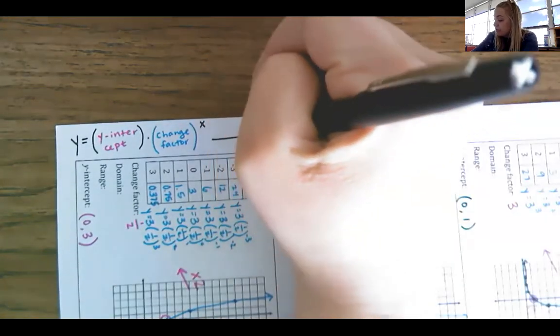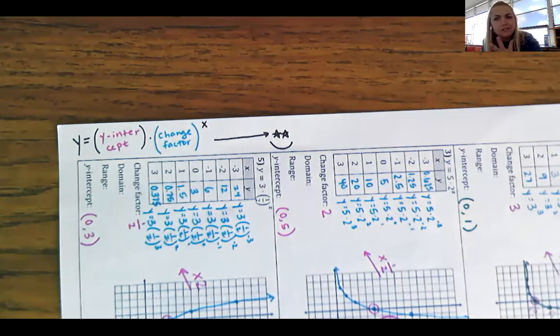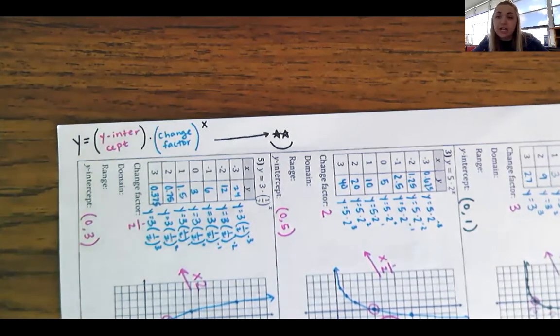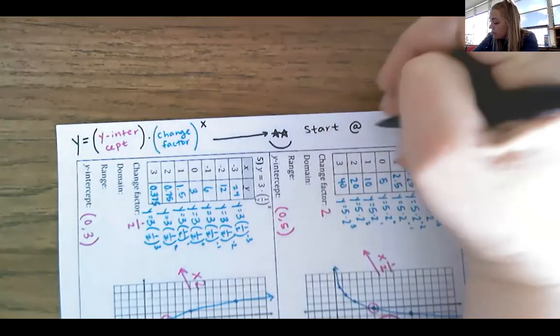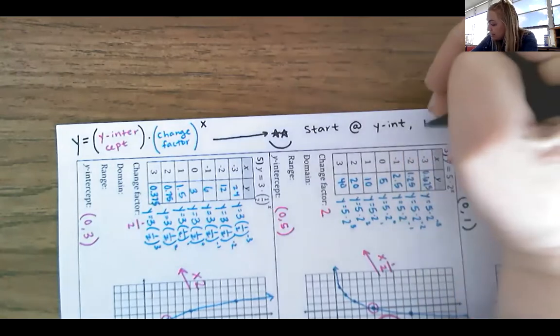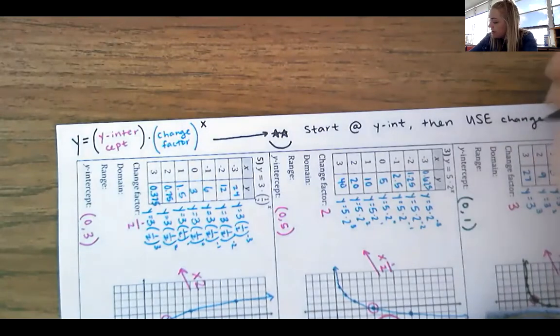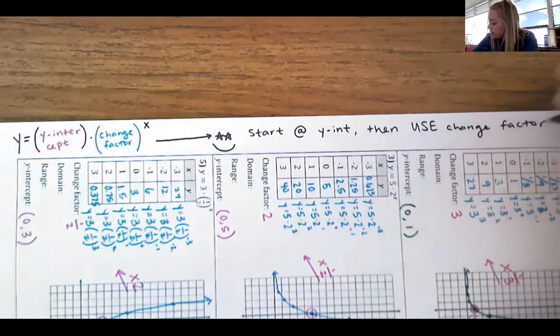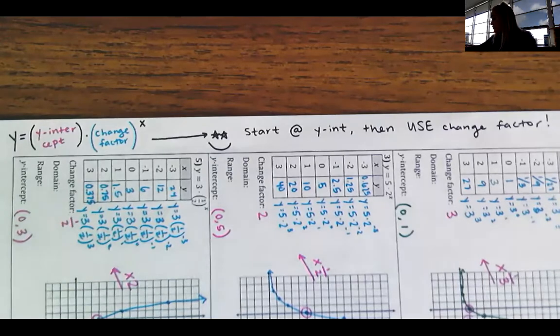This is going to be super important. So I'm going to write 2 stars. I feel like 2 stars with a smiley face even makes it more important. You are going to start at the y-intercept and use the change factor. And I'll show you exactly what I mean because we are going to do the second page of paper so much faster than the first page of paper. So much faster. Ready? I mean it when I say so much faster.